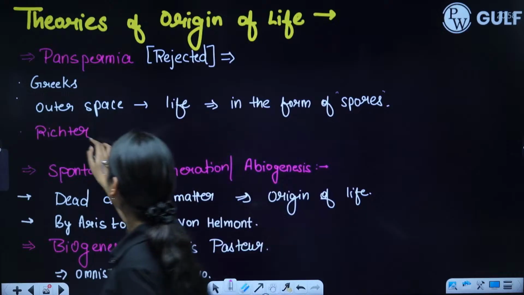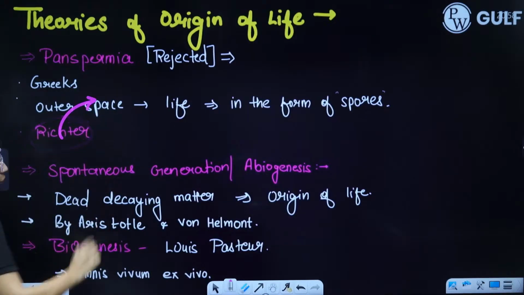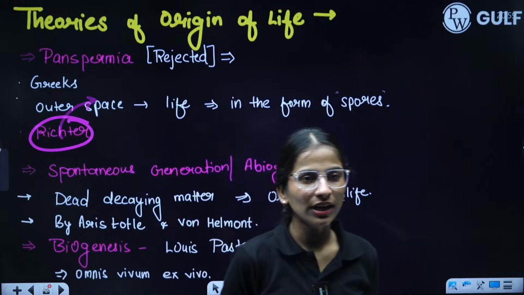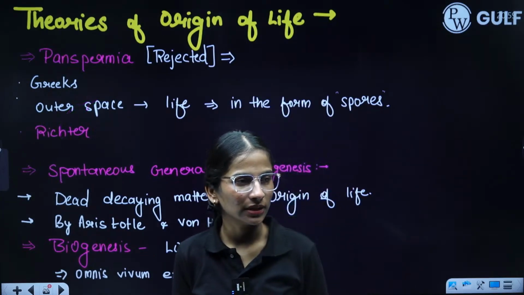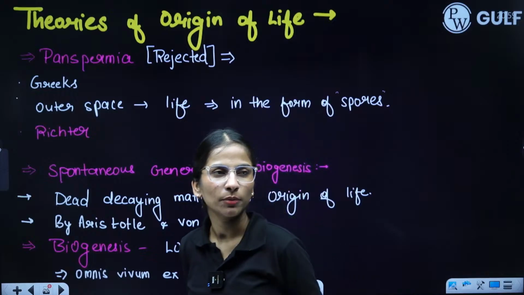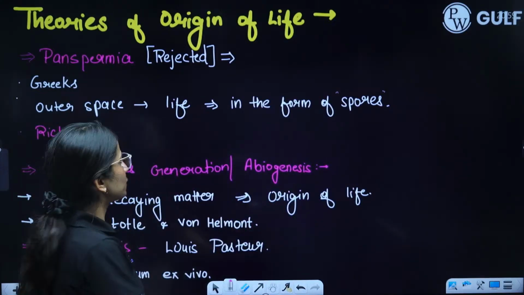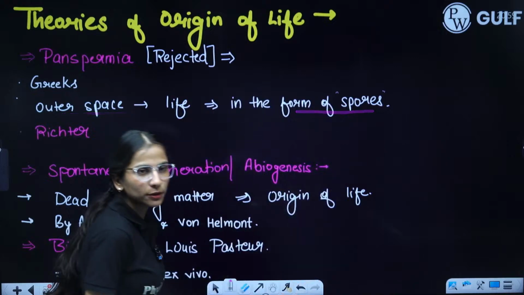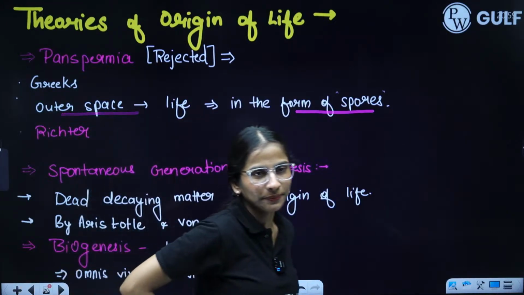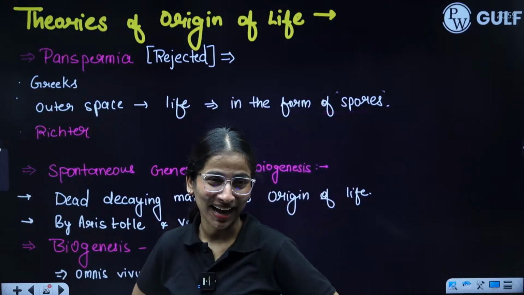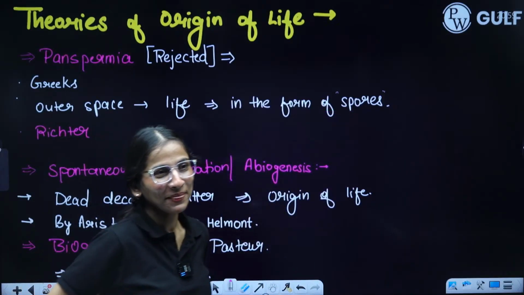Richer was the person who was leading this theory. Greeks used to believe in this theory, and Richer is the person who gave this particular theory. But you do not have to remember Richer. You just have to remember what panspermia was: that life came from the outer world in the form of spores. So you guys were spores.